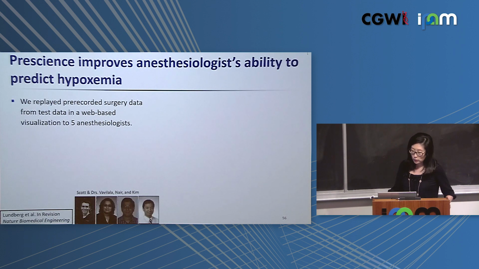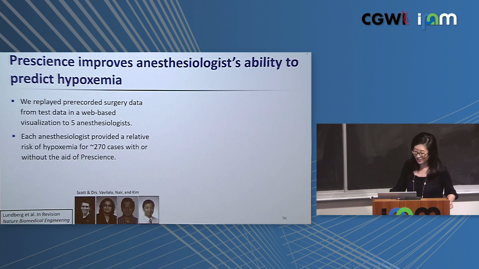Okay, so to test the potential of Prescience to aid hypoxemia prediction, we replayed the pre-recorded surgery data from test sample procedures, which we did not use to train the model. We developed a web-based visualization system and then showed it to 5 practicing anesthesiologists. They are all professors, none of them is a resident. The residents are bad, but these are really very experienced anesthesiologists.